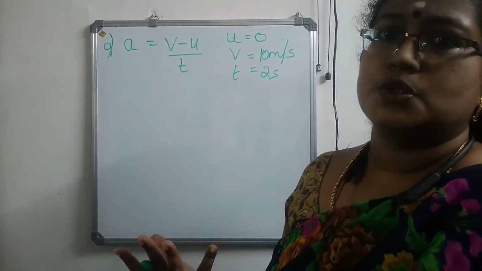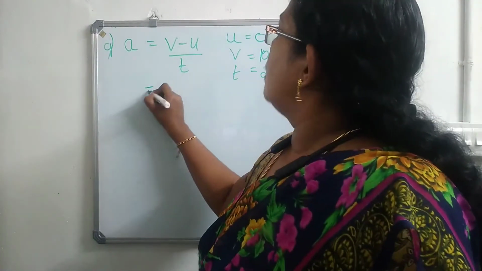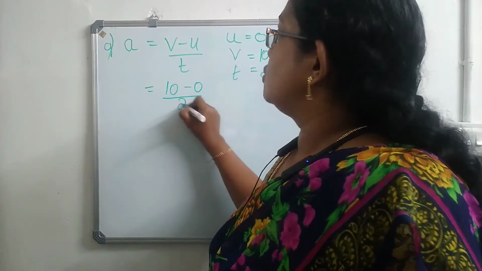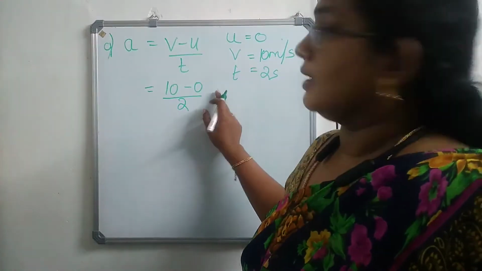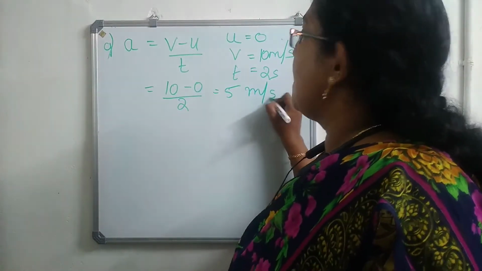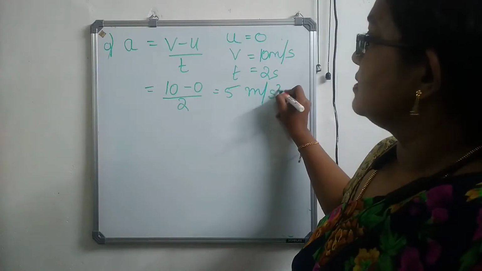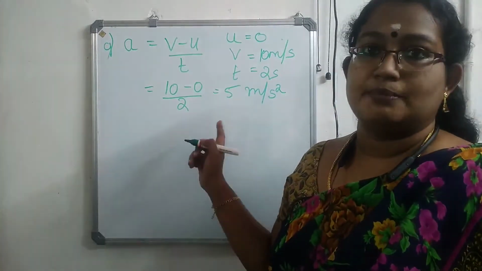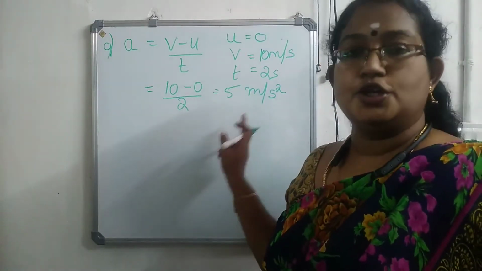So direct substitution, isn't it? V minus U by t: 10 minus 0 by 2. 10 minus 0 is 10. 10 by 2 is 5. So our answer is 5 meter per second square. There, if you put 5 meter per second, I won't give you the mark. You should be thorough with the unit.